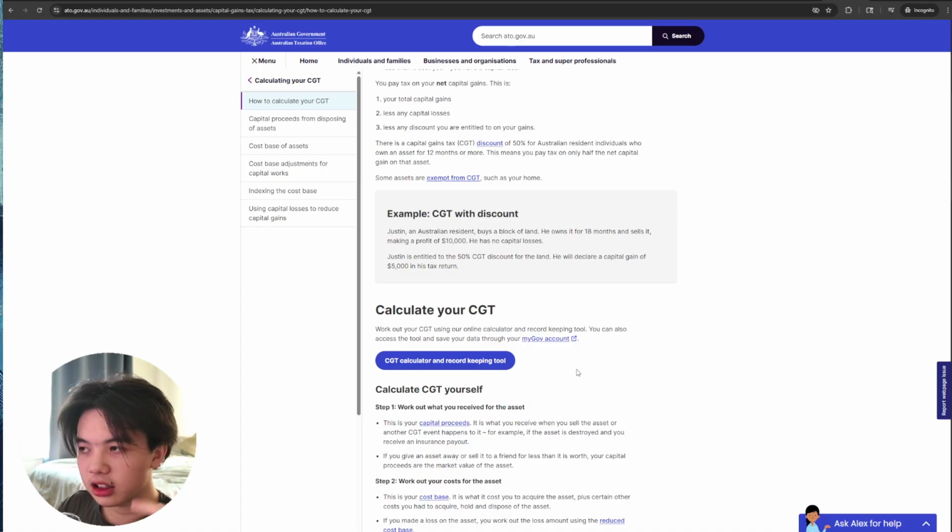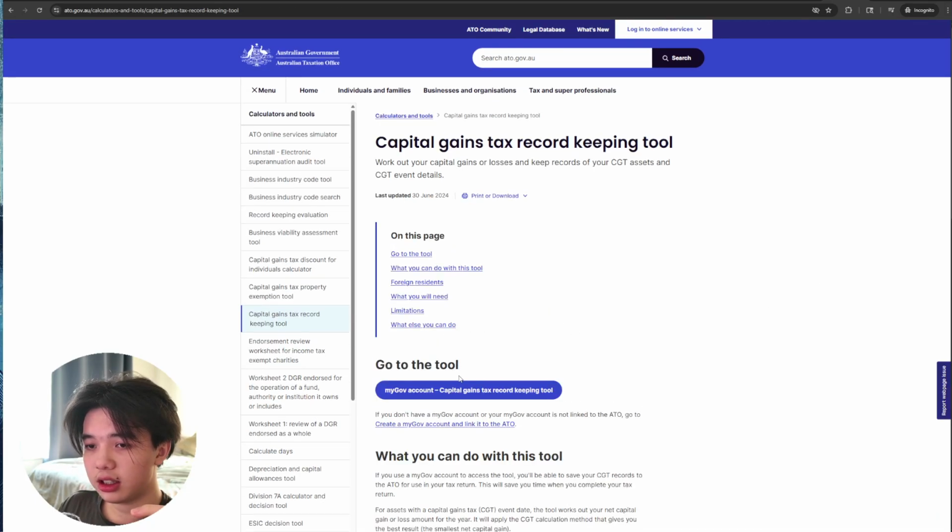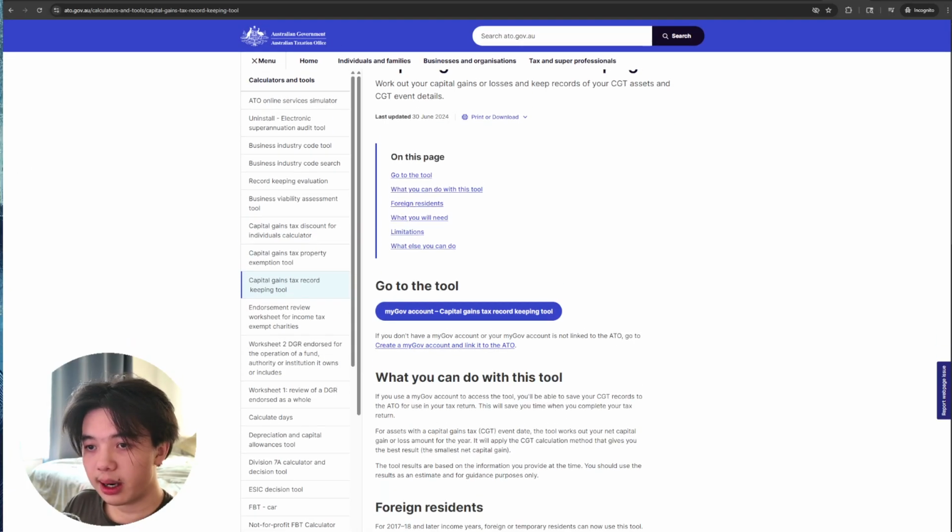Just be aware that some personal use assets like your main family home may be exempt, but you'll still need to confirm that. Next, determine your capital proceeds. Proceeds is essentially the amount you've received or are taken to have received from the CGT event. In most sale scenarios, capital proceeds equal the sale price, minus any selling costs if you choose to reduce proceeds by those fees. If you paid a real estate agent or broker's commission when selling shares or property, you can deduct those directly from your capital proceeds.